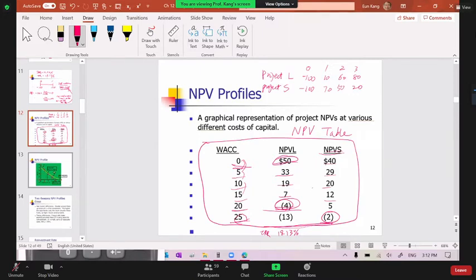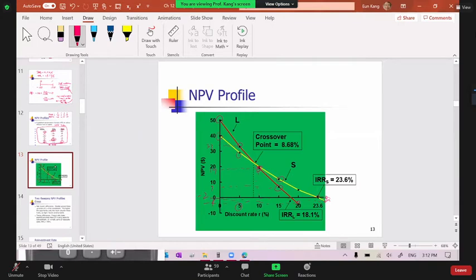The reason is, you know where it crossed the x-axis, right? That is the IRR, right? So we see that the IRR of L is 18.1%, but the IRR of S is 23.6%. So this point, right? So when you draw a net present value profile, there are at least three important rates. There is the IRR of L, and the IRR of S, and also the crossover point or crossover rate.